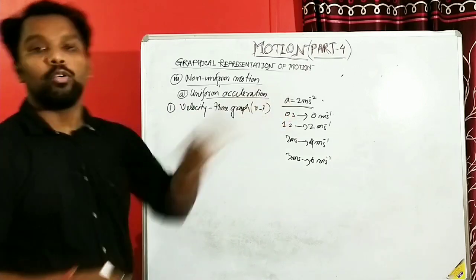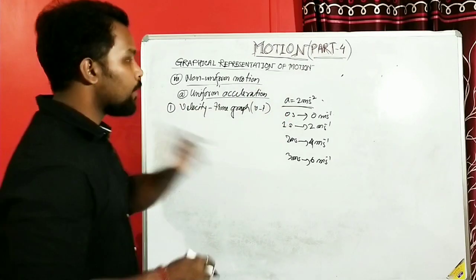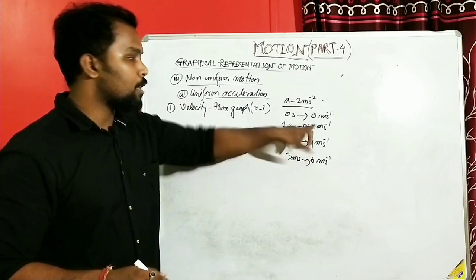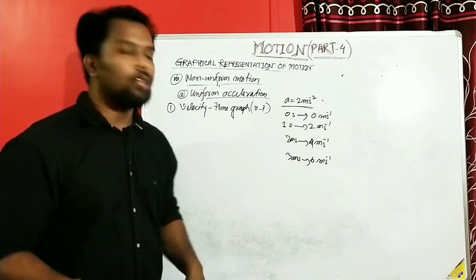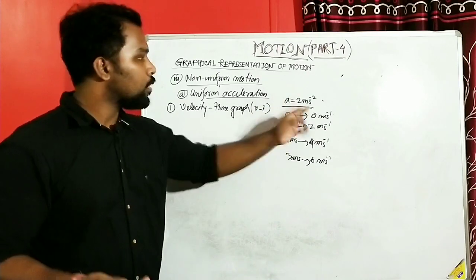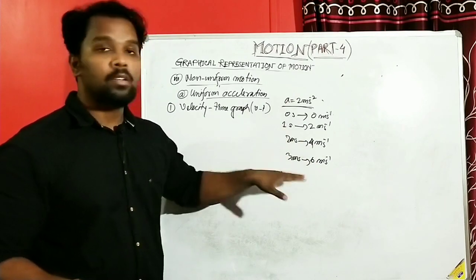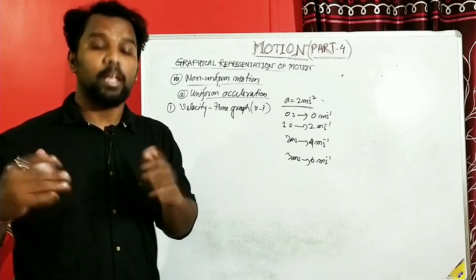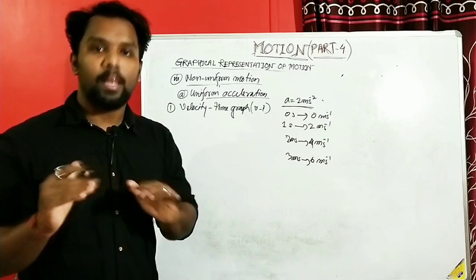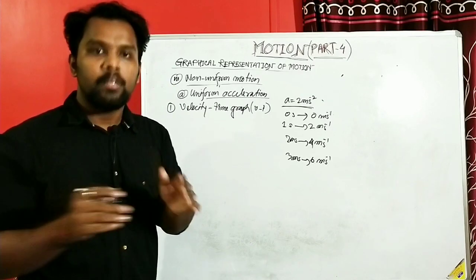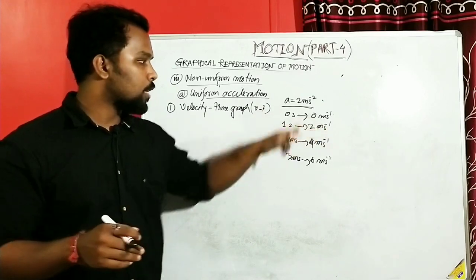Now, if you want to calculate the acceleration from here, how will you calculate? First, we will take the change in velocity. 4 minus 2 is going to be 2, and 2 minus 1 means 1. If you divide 2 by 1, what do you get? 2 meters per second square. The same thing is going to be here. That means what can you say? The velocity is continuously changing with time in equal intervals and proportionally, right? That means in every 1 second it is 2 meters per second.